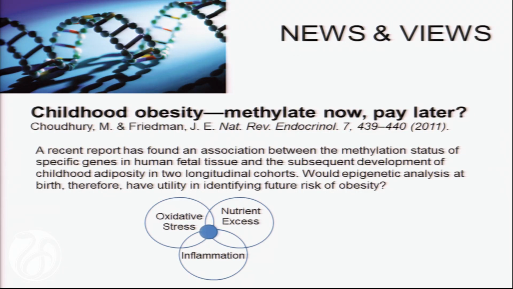So I wrote this editorial back in 2011, Childhood Obesity, Methylate Now, Pay Later. And this was based on a study that came out that showed in cord blood, if they measured methylation status of specific genes in the human cord and subsequent development of childhood obesity, they could actually predict, or using some of these marks that would have maybe future utility in identifying future risks, but not necessarily were causative. And the issue is, what is causing these marks? Is it oxidative stress? Is it nutrient excess? Is it inflammation? We have really not too much of a clue.